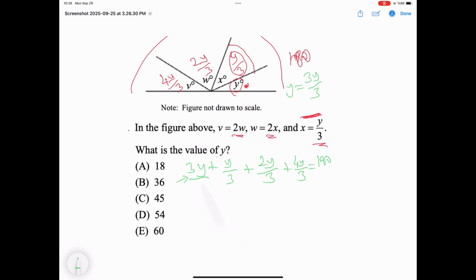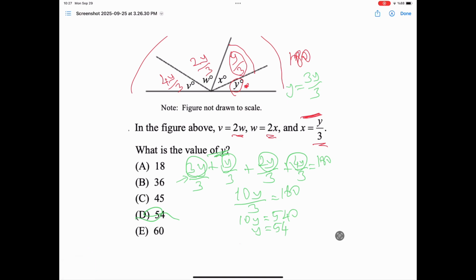So if we write y like this, we can sum all the y's here: 3y, y, 2y and 4y, and their total will give us 3, 4, 6, 10. So in total we have 10y over 3 is 180, then 10y is 540, then y is 54, and we are asked to find the y value, which is 54. Right.